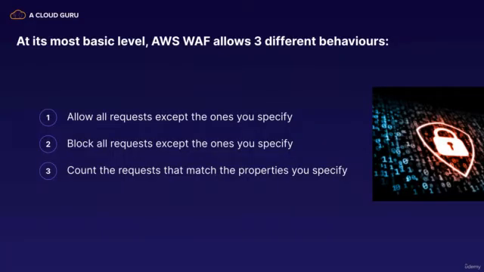At its most basic level, AWS WAF allows 3 different types of behavior. Behavior number 1, allow all requests except the ones that you specify. Behavior number 2, block all requests except the ones that you specify. Number 3 is sort of a passive mode, which is where it's just going to count the requests that match the properties that you specify.